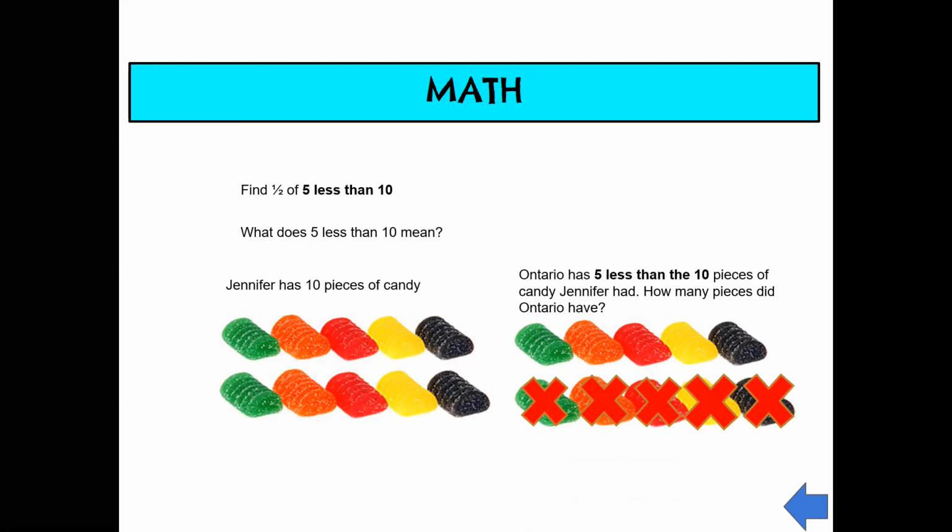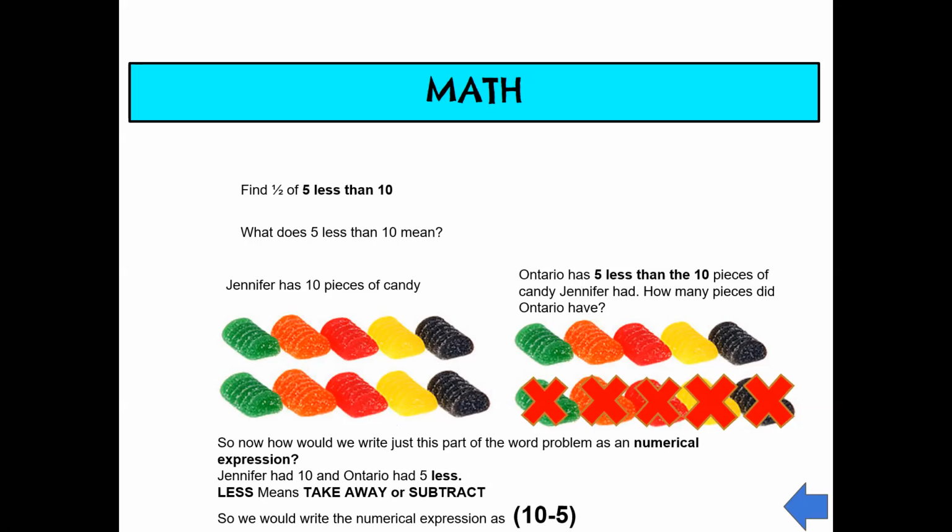So I have 10 pieces of candy and Ontario would then have 5 less than that. So that means I would take away 5 and that would leave Mr. Ontario with how many? 5, right? Because we understand that 10 minus 5 is 5, or 5 less than 10 is 5. Okay.